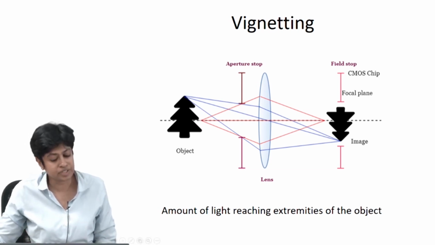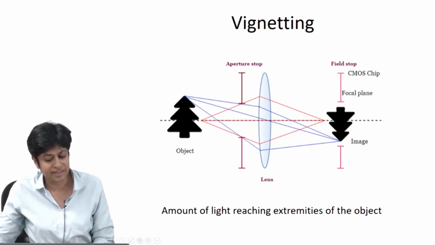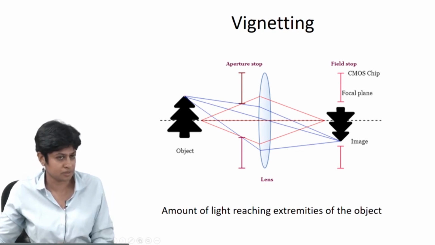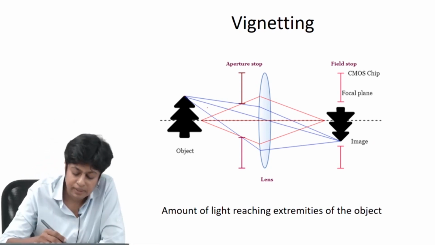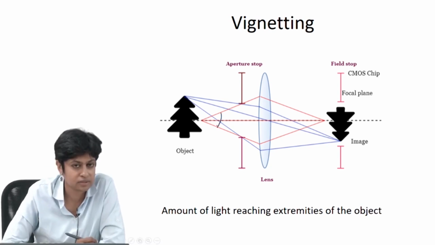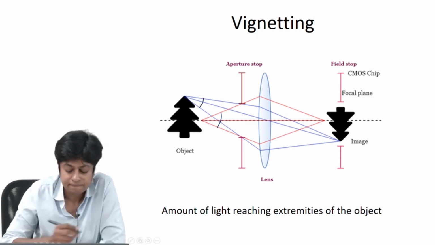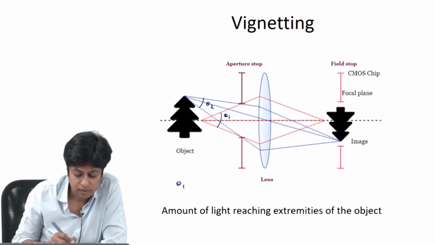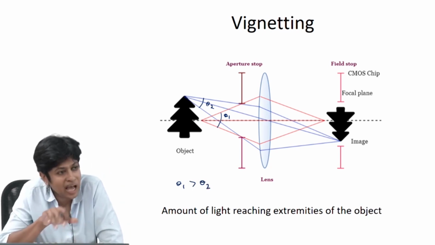A set of rays are being traced from an on-axis object point, those are the ones in red, and another set of rays are being traced from one of the extremes of the object. And you can see that the angle between this set of rays and the angle over here, let's call this theta 1 and theta 2, theta 1 is larger than theta 2. Now, these set of rays are not chosen arbitrarily.